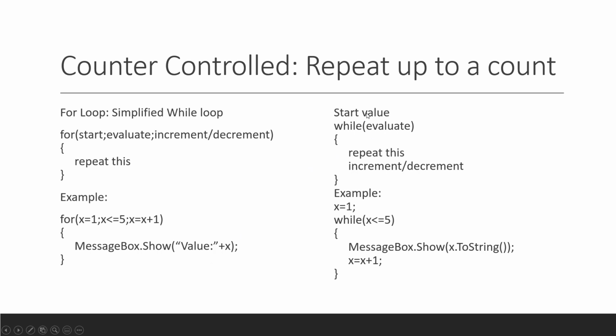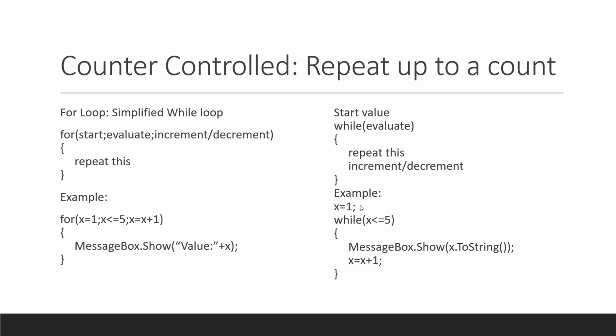Over on the right-hand side, the while loop has the starting value outside of the start of the loop, so we have the starting value, which is the same as this value. We have while evaluation, that's the same as this part. We repeat whatever lines, but also one of the last things we need to do is to increment or decrement the loop. If we don't, we may be in an infinite loop.